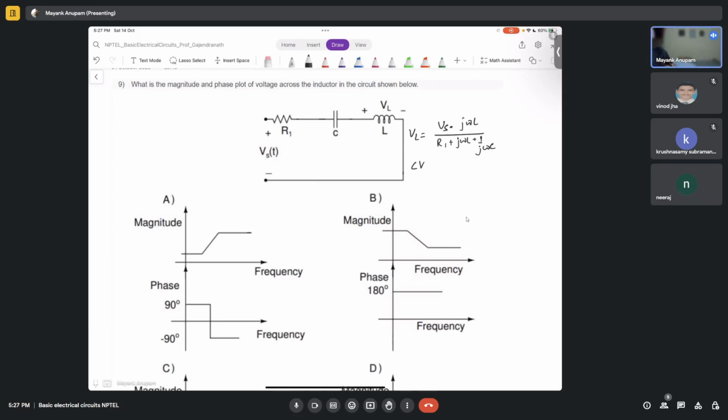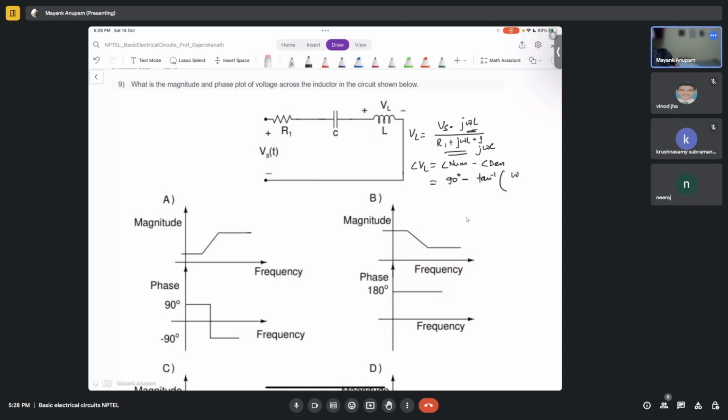So what is the phase of this VL? This numerator is 90 degrees, right? So phase is the angle of numerator minus the angle of denominator. The angle of numerator is 90 degrees always, since this is j omega L. And then minus the angle of denominator, which is tan inverse of omega L plus 1 by omega C, divided by R.